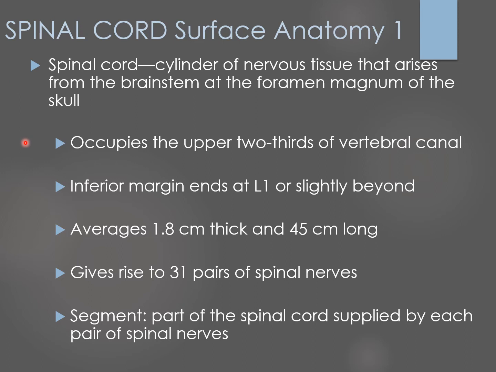It's going to occupy the upper 2/3 of the vertebral canal. Most people think it goes all the way to the end of the vertebral canal. It does not. The very inferior margin is about L1 or maybe L2. The thickness of the spinal cord is almost 2 centimeters and it is about 45 centimeters long. This is in adults. It gives rise to 31 pairs of spinal nerves, and then we name the segments of the spinal cord according to those spinal nerves.